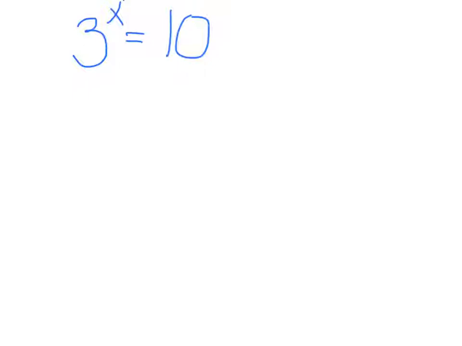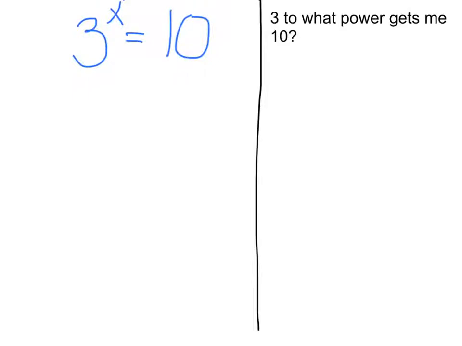So we're going to talk about how we could use logs to solve this problem, 3 to the x equal to 10. Let's try and write that out in words. I'm ultimately asking, 3 to what power gets me 10? We're going to take this equation and rearrange it into a log. To see how we move these parts around, we're ultimately dealing with a base 3, a variable x that's acting as an exponent, and a value that it's equal to, a constant 10.